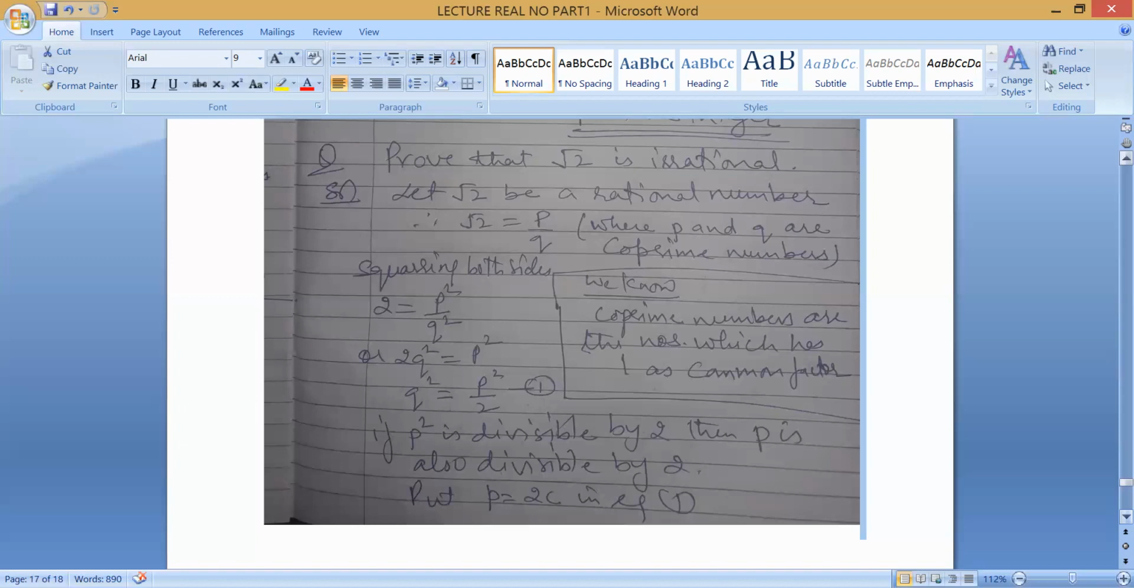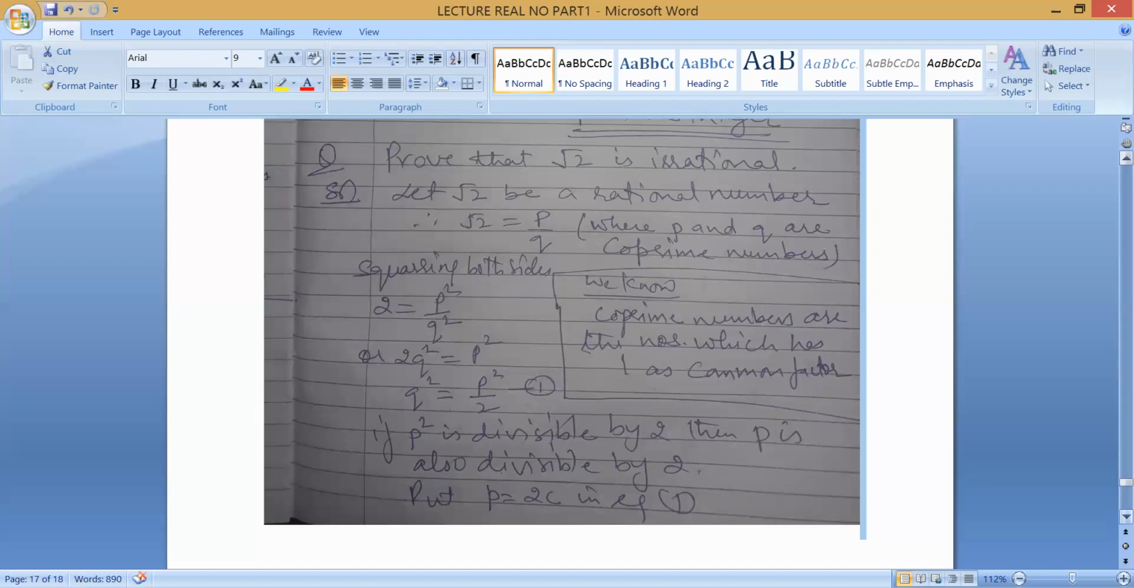If p square is divisible by 2, then p is also divisible by 2. In the book the statement is written in a different way. The statement I have explained in the theorem is different, but some students make mistakes in writing this statement. So please see that you write: if p square is divisible by 2, then p is also divisible by 2.